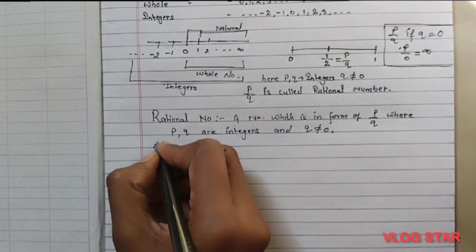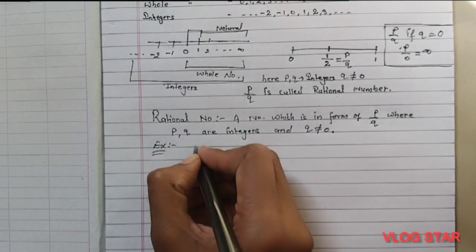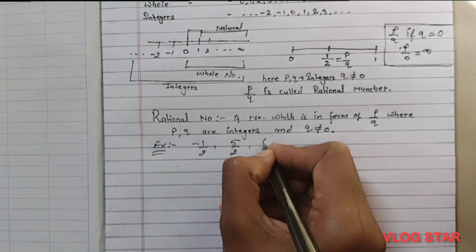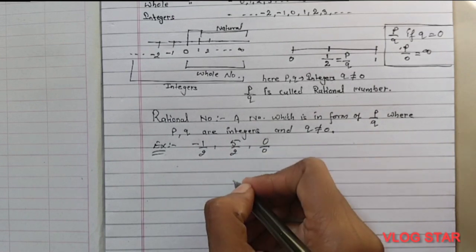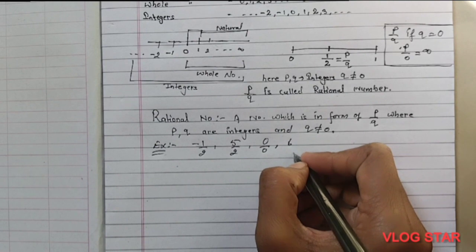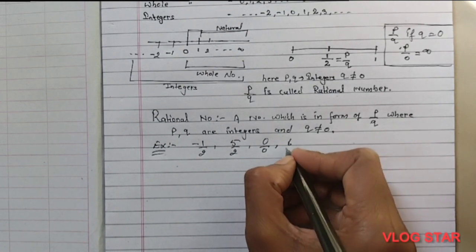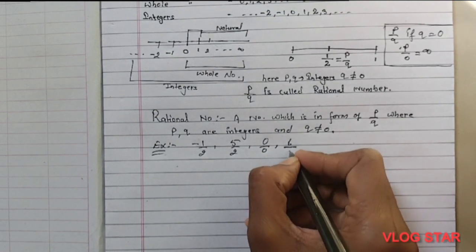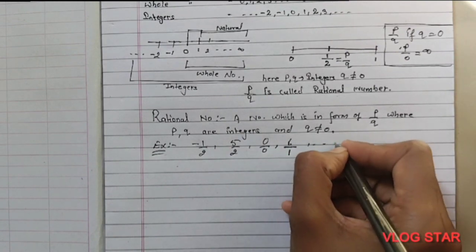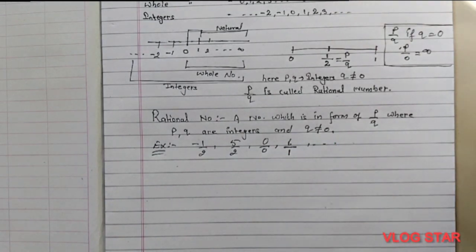I give you some examples of rational numbers: -1 by 2, 5 by 2, 0 by 1 is also a rational number form. 6 is also an example of a rational number, because here in the denominator we count 1. Okay, these are some examples of rational numbers.